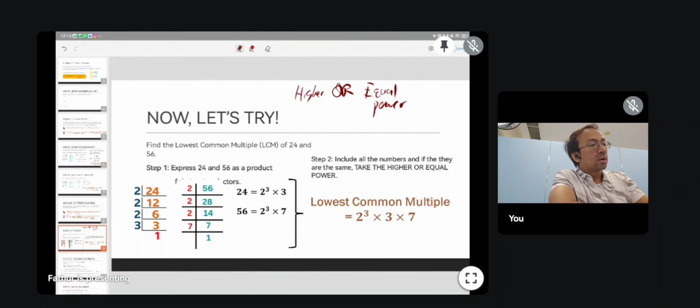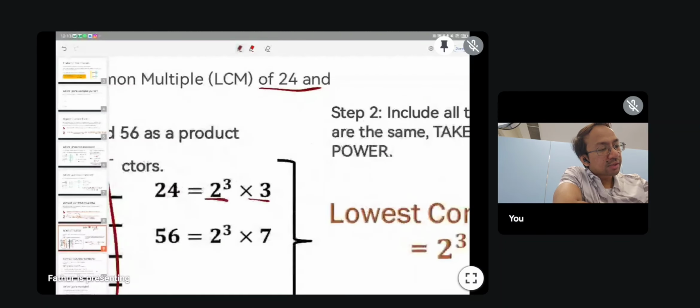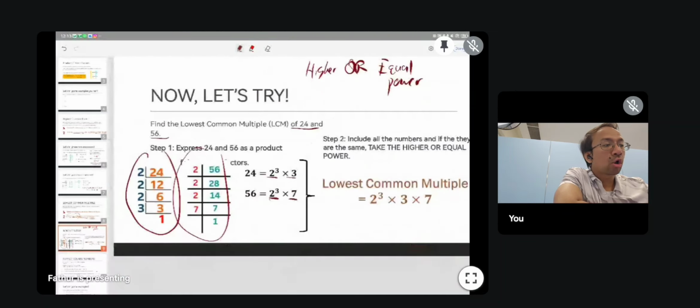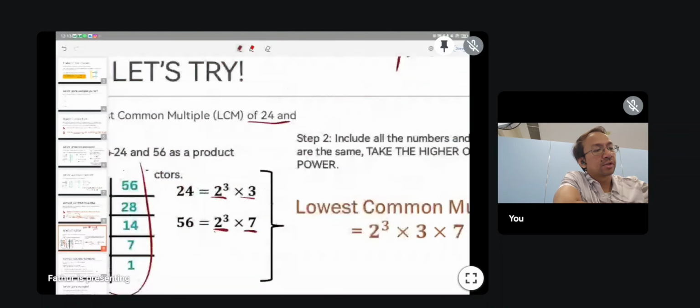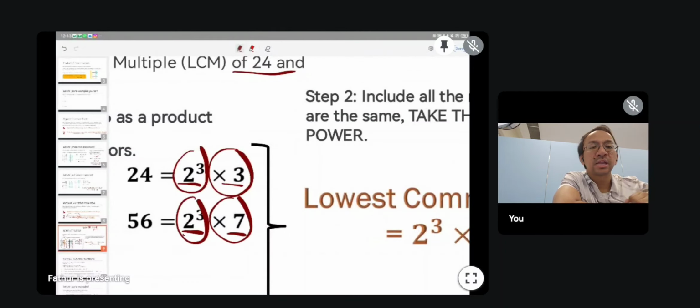Okay, so the lowest common multiple of 24 and 56. 24 is equal to 2 cubed times 3. 56 is 2 cubed times 7. So what's step 2? Take all the numbers. So look at 24 and 56. Look at their product of prime factors. What are the numbers that you see? All the numbers.